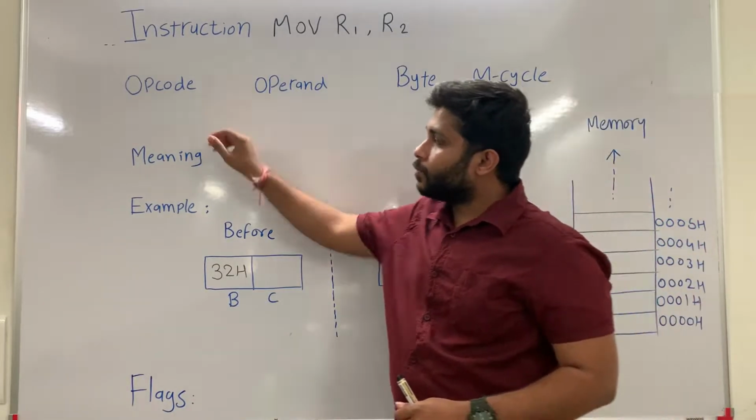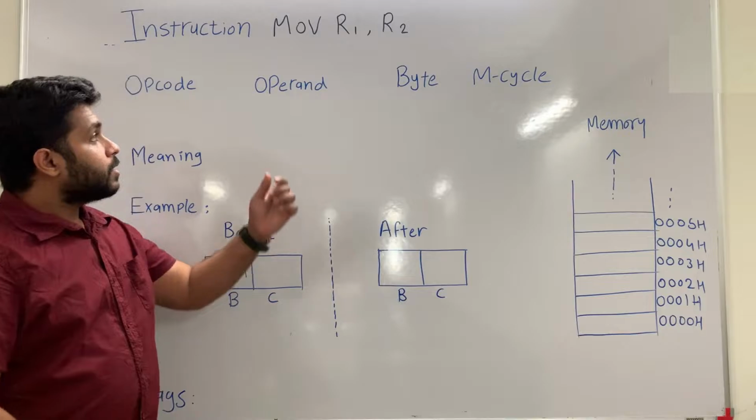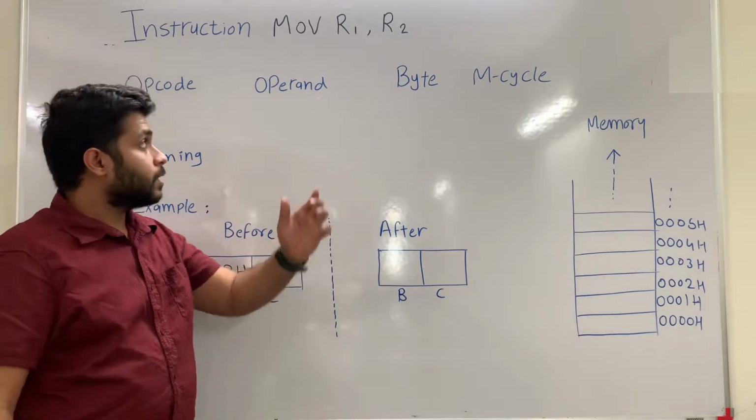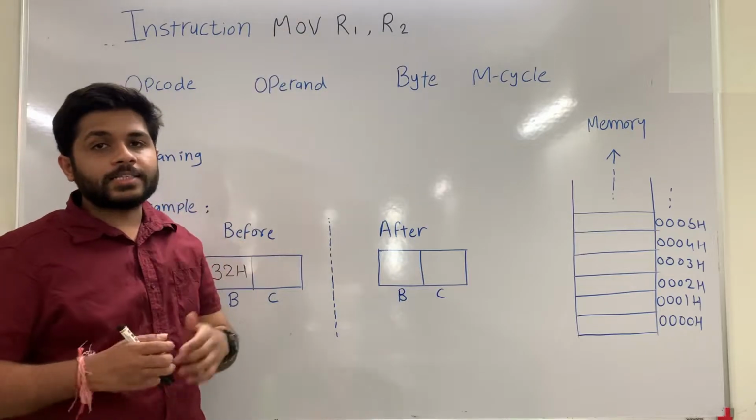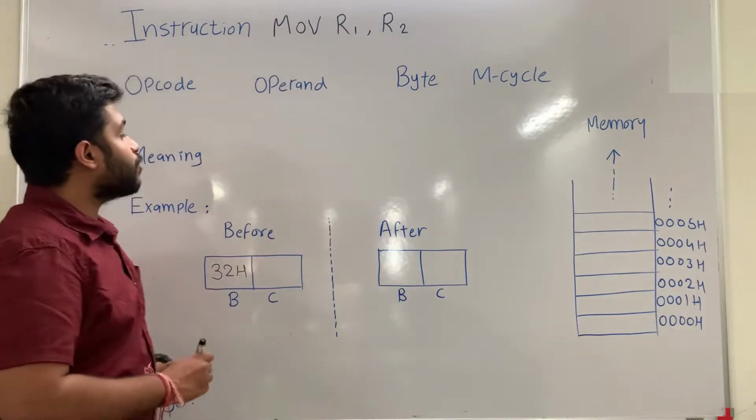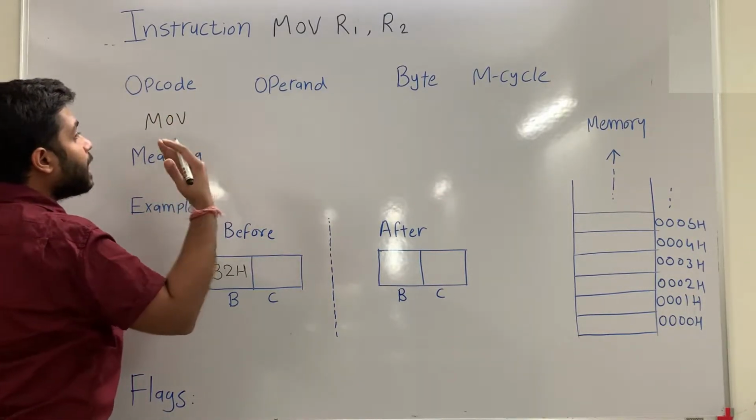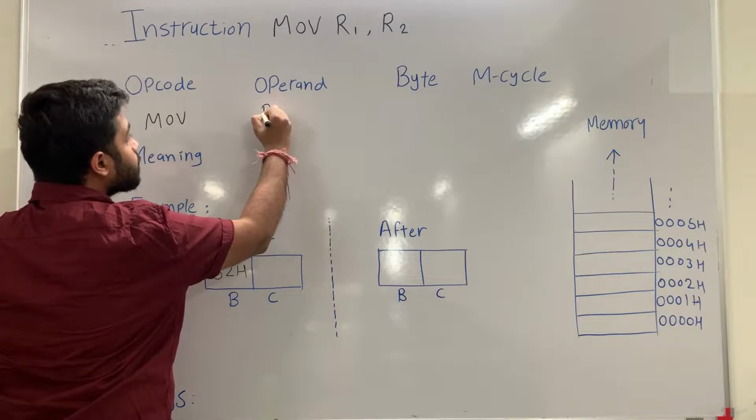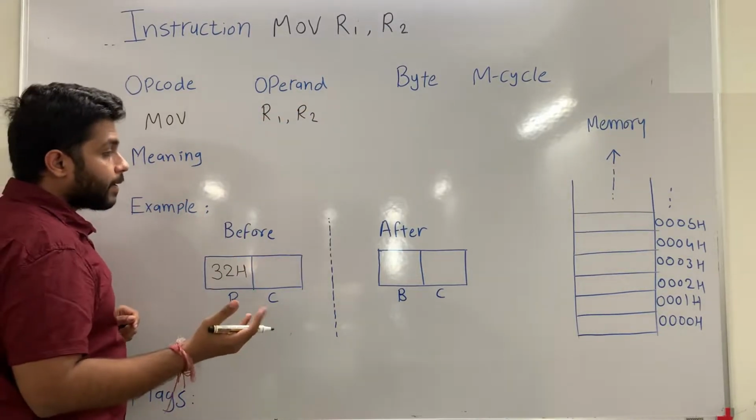Let's see the first field, which is opcode. Now what is the meaning of opcode? For any instruction, the first part, which is English like words, is considered as opcode. So in this instruction, the first part is MOV, and MOV is the opcode, and the remaining part of the instruction will be considered as operand. So R1, R2 is the operand.